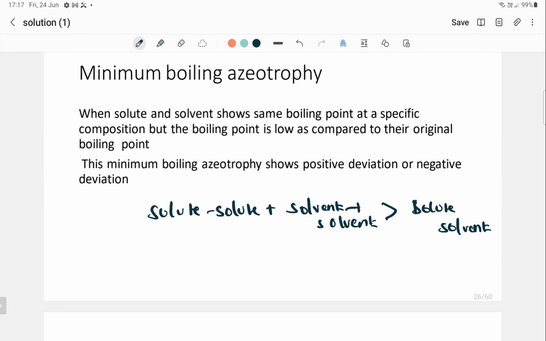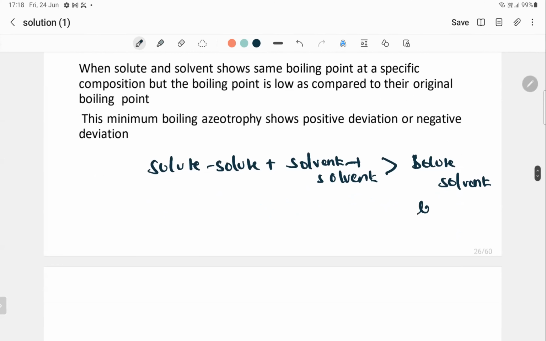So if there is less intermolecular attraction, less boiling is enough to separate the mixture. Correct. So in this minimum boiling azeotropy, just a lower boiling point is enough to break it. Azeotropy means we can't break the mixture, just make the mixtures part of each other. Anyways, we will be doing the boiling point. Here less boiling will be there, though this solute has a high boiling point and this solvent also has a high boiling point.